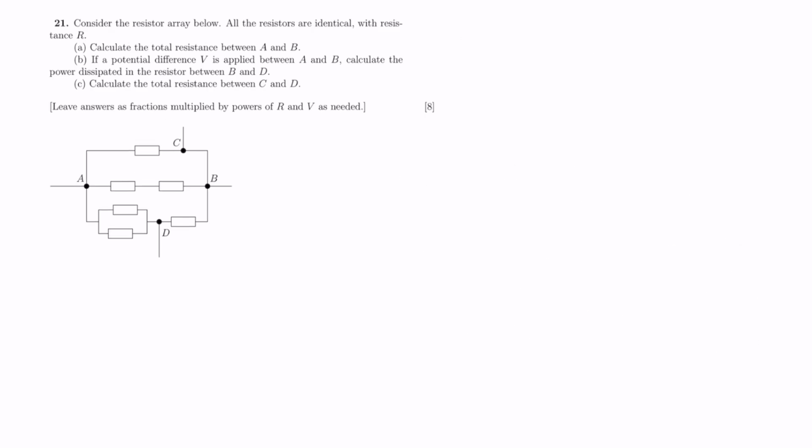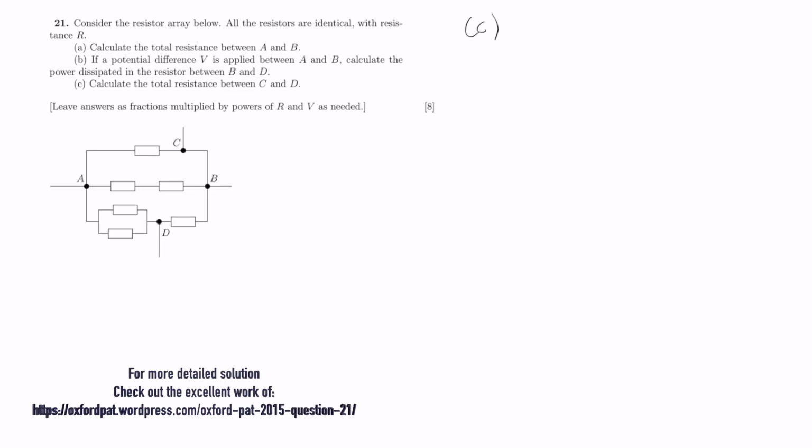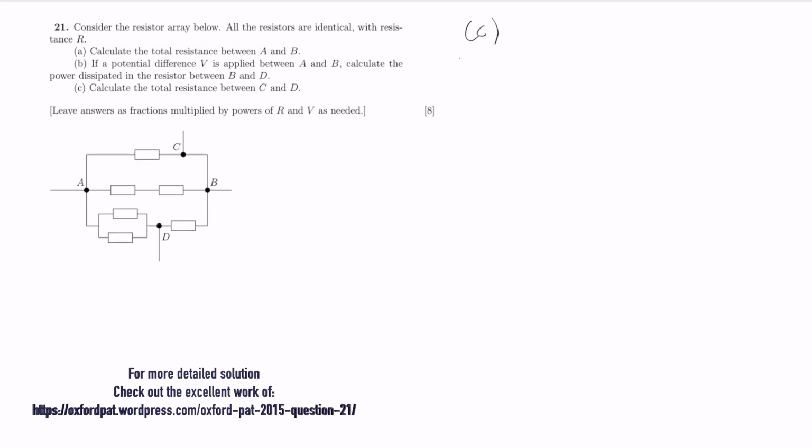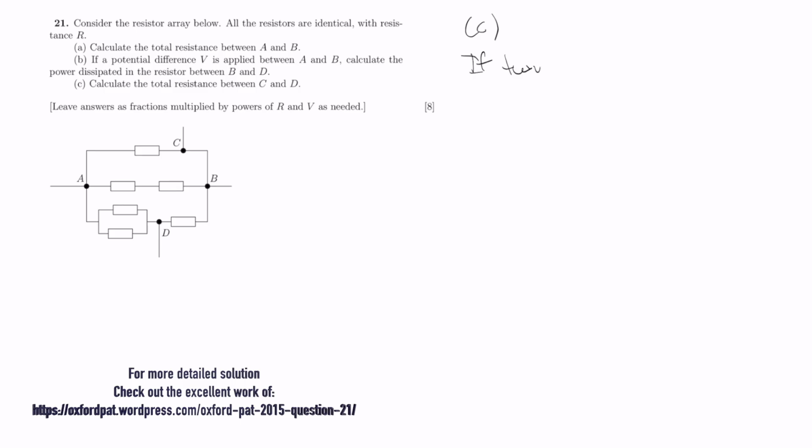So C has a really interesting solution that can help us answer similar types of questions. One of the first things I need to do is tidy up the diagram. I'm going to make a rule here: if 2 points on a diagram have the same current and potential difference, then they're essentially the same point. So we can tidy these up.